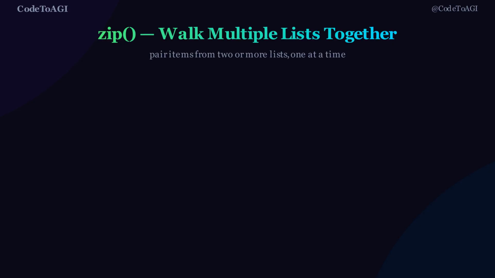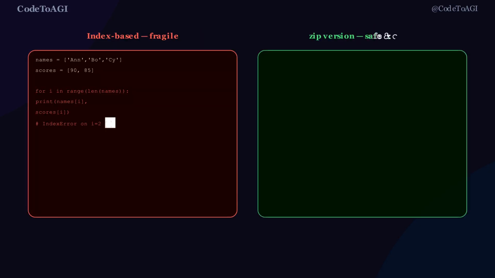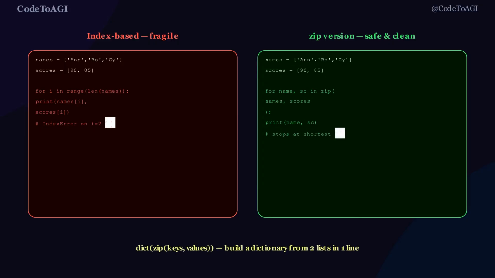Zip walks multiple lists together, 1 item from each at the same time. Here's the beginner mistake. Looping by index. For i in range len names, then names of i, scores of i. It works, but it's fragile and ugly. Now zip. For name, score in zip names, scores. No index. No range. No len. Just the 2 values paired every iteration.